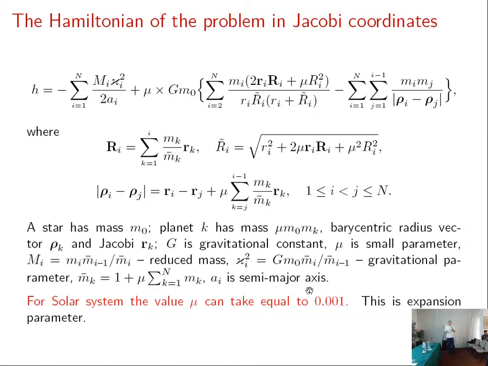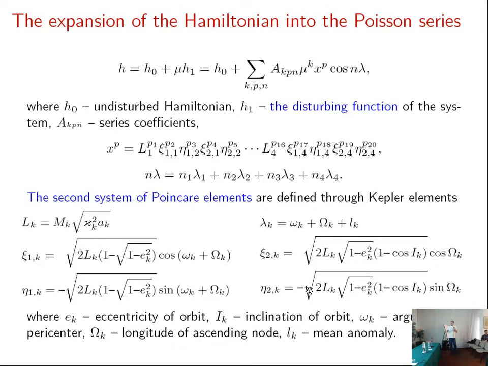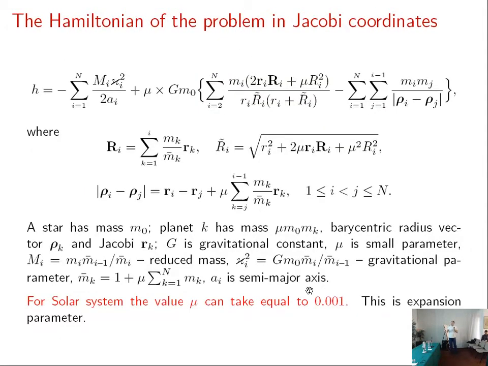The Jacobi coordinate system is more convenient for the investigation of the planetary problem. In this case, the disturbing function is written in a simpler form. It is a hierarchical coordinate system in which the position of each following body is determined relative to the center of inertia of the previously included body set. The Hamiltonian of the problem in Jacobi coordinates can be expressed as shown here.